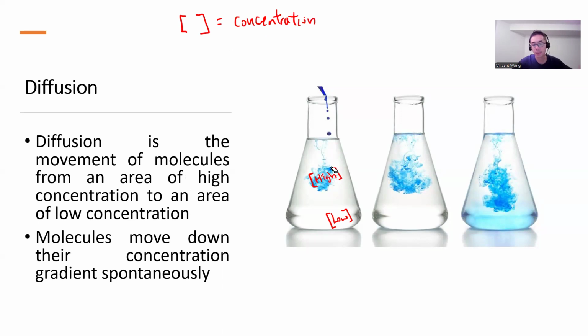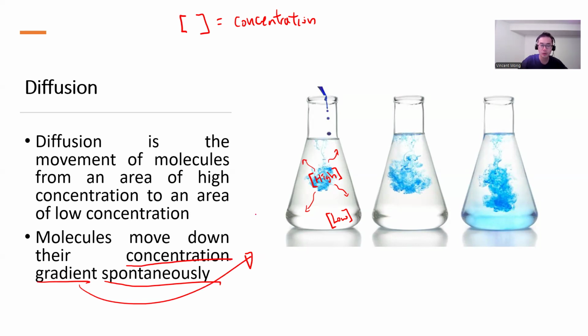Here, if you add a few drops of food dye into a flask of water, it's high concentration here, and low concentration here. We use square brackets to represent concentration. Even if you don't touch the flask and just let it sit there, slowly the dye is going to move throughout the flask, and eventually the whole thing is going to be blue. That is called diffusion. This happens spontaneously, meaning it happens on its own. No energy is required, and things will naturally move down their concentration gradient.